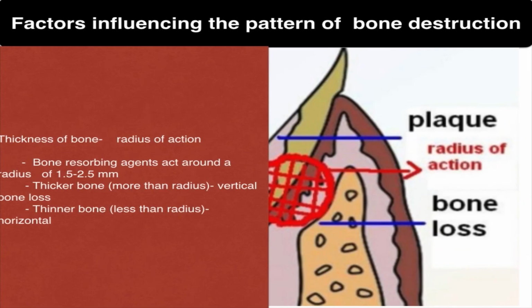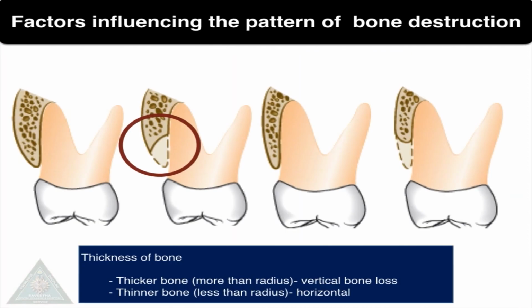The second factor is the thickness of the bone. That can be explained by the radius of action concept. That is, bone resorbing agents can act within a radius of 1.5 to 2.5 millimeters. That means a thicker bone, that is, more than the radius, will result in a vertical bone loss, whereas a thinner bone will result in a horizontal bone loss.